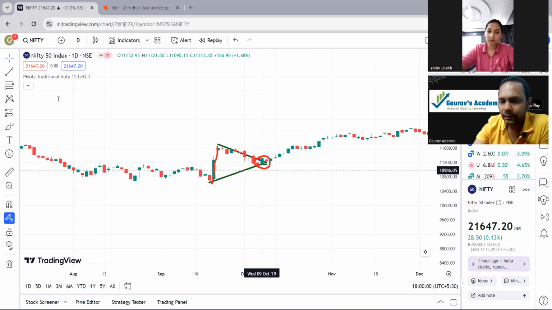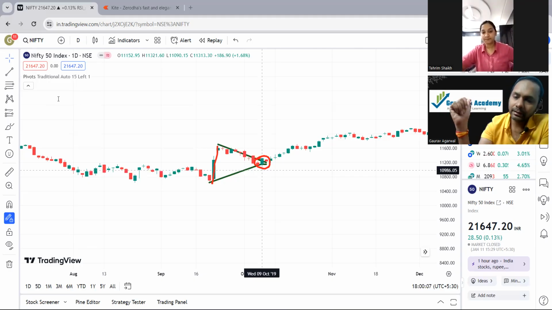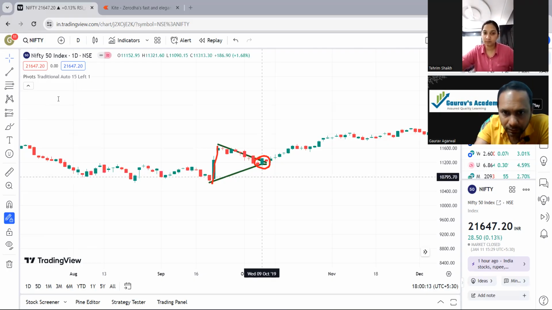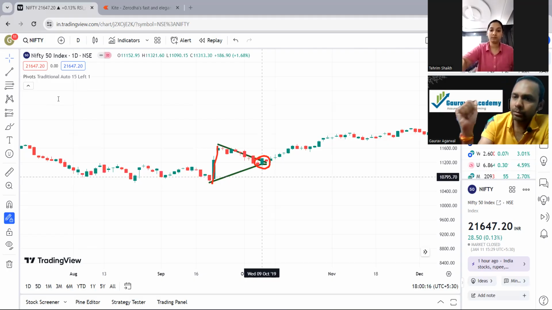If it crosses the high, then you have to take a buy trade. If it crosses the low price, you have to take a sell trade. See, the thumb rule is that for any candle, the high and low price. If the high price is broken, you have to take a buy trade. If it breaks the low price, then you have to take the sell trade. So this is a thumb rule for all the candles, for all the patterns, for all the indicators. This you have to remember.